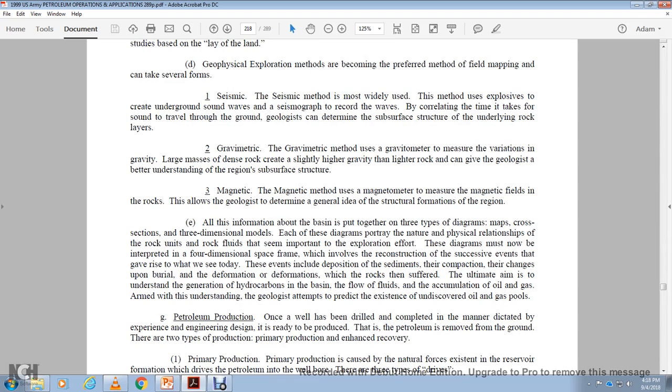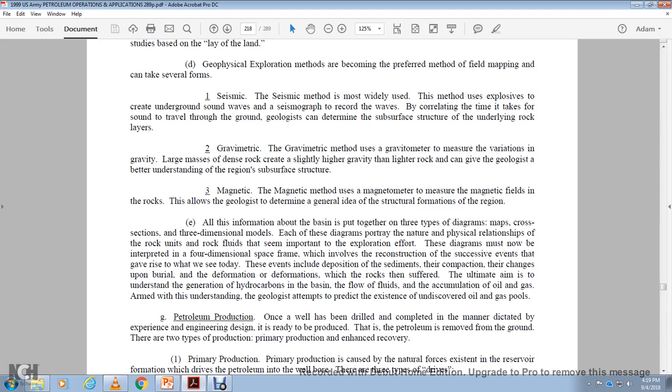Each of the diagrams portrays the physical relations of the rock, the fluid, and the form of the exploration effort. They must be interpreted in a four-dimensional space frame, and they involve reconstructing the sequence of events, the dates of the events, and include the deposition, the compaction of the strata, and the deformations the rock suffered.